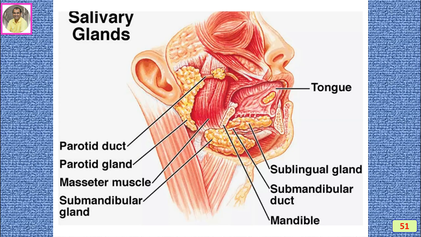The parotid gland is present below the ear, and it is always associated with the masseter muscle. It's a very small gland. The sublingual glands are also spread from the base of the tongue to the anterior.